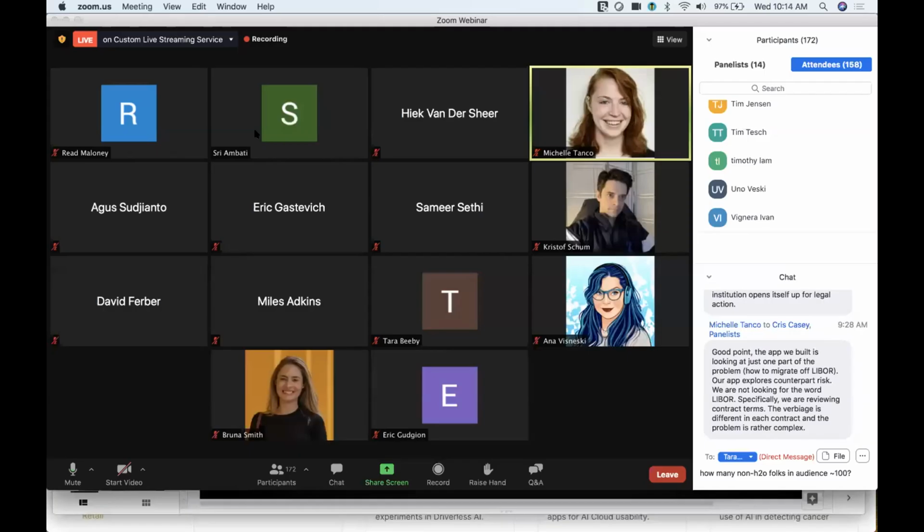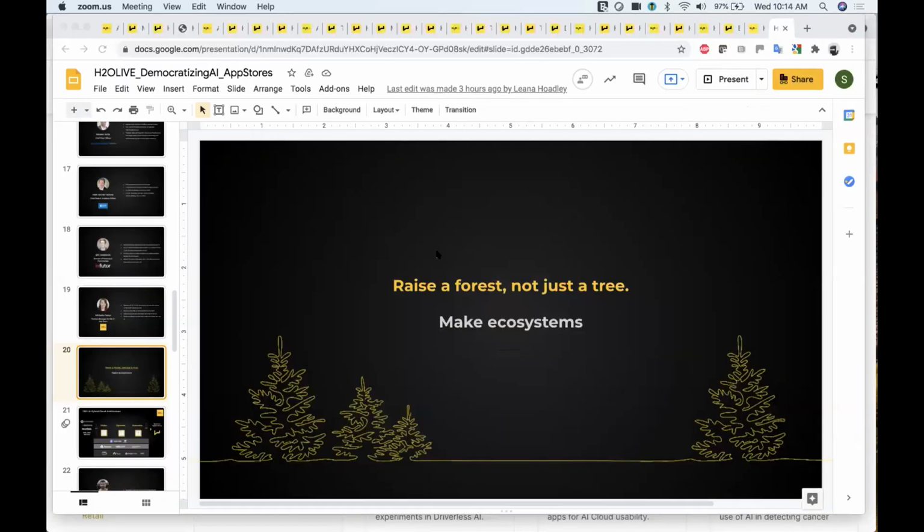Alternative data sets is at the heart of the matter for how we bring life to AI and vice versa. And just like Eric mentioned, data is waiting to be made alive with AI. Our vision is to raise a forest, not just a tree, which is how we essentially built most of the journey of H2O through open source.